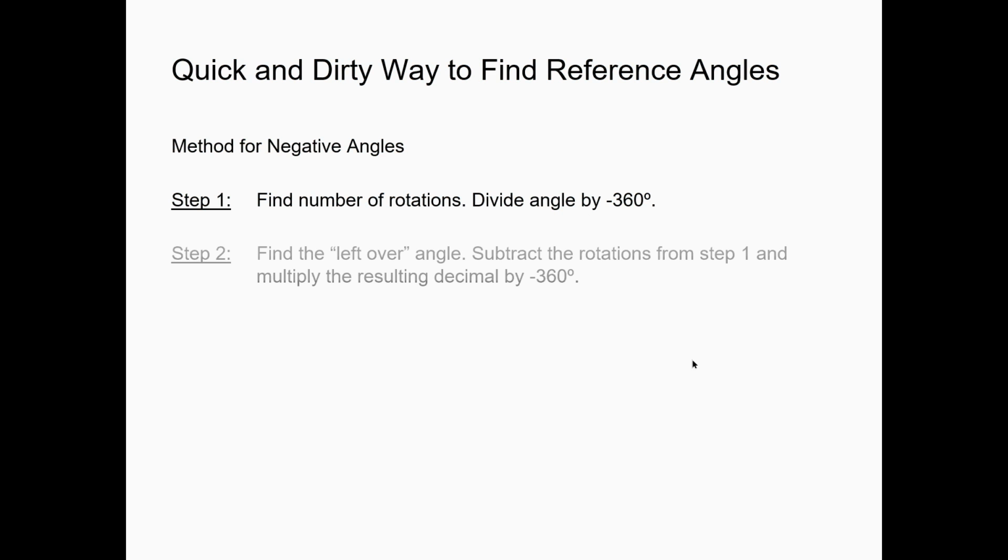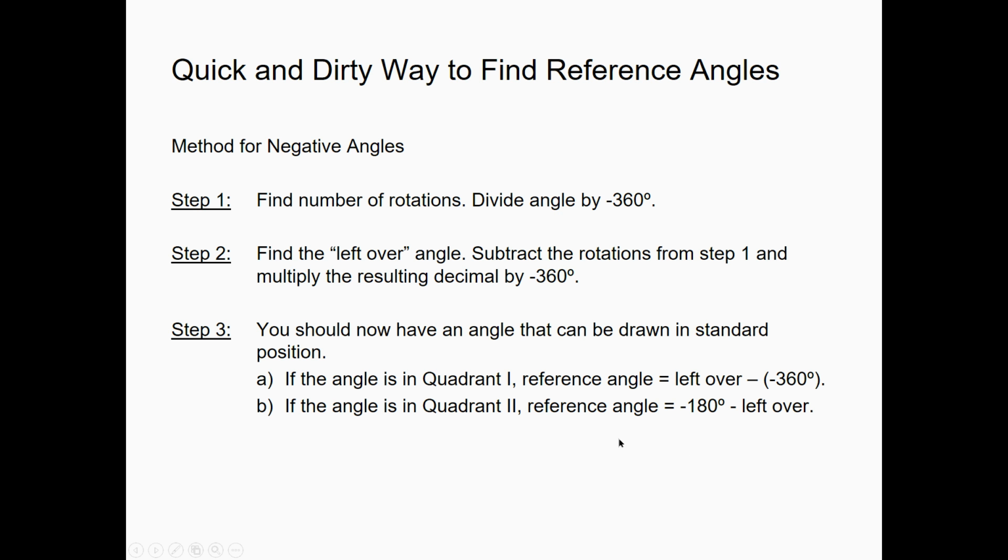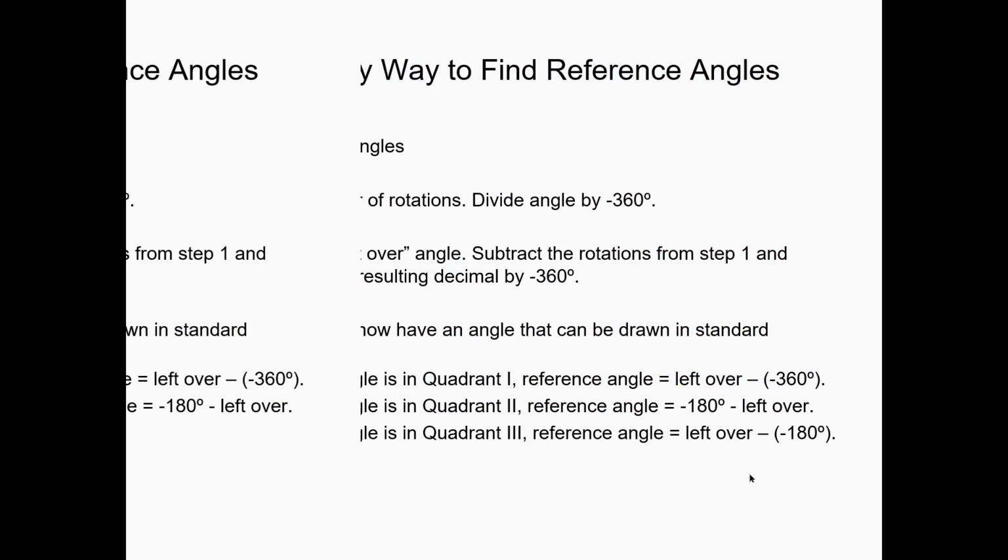The method for negative angles. You've got to kind of think backwards on this. Find the number of rotations; we're going to divide by negative 360. Find the leftover angle: subtract the rotations from step 1 and multiply the resulting decimal by negative 360. You should now have an angle that can be drawn in standard position. Again, if it's in quadrant 1, it's going to be the leftover minus negative 360. If it's in quadrant 2, the reference will be negative 180 minus the leftover. If it's in quadrant 3, it's going to be the leftover minus negative 180.